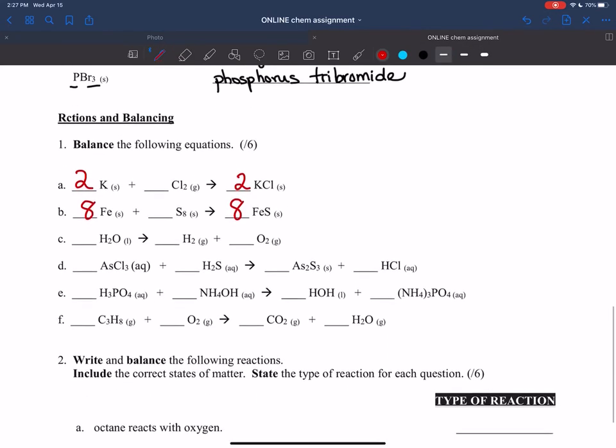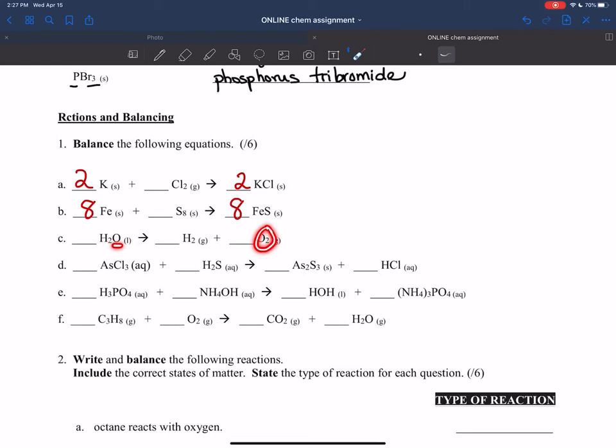Water, so this is a decomposition of water. So I have 2 oxygens over here. I only have 1 here, so I'm going to put a 2 in front. This has now changed that into 4 hydrogens, so I'm going to need 4 hydrogens over here.